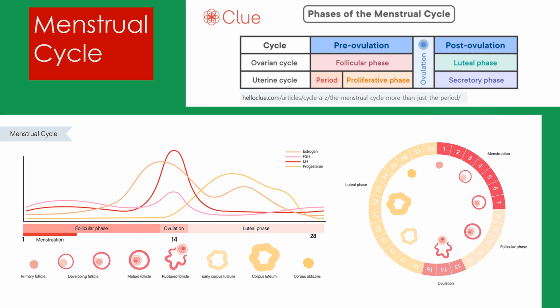If the egg is fertilized, its implantation and production of human chorionic gonadotropin, or HCG, comes from the human placenta. The corpus luteum supports the early placenta with progesterone until it can start a healthy pregnancy on its own.